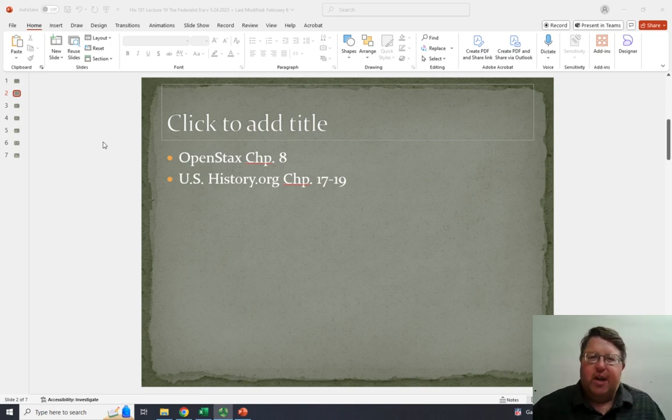In your OpenStax textbook, this is Chapter 8. If you're using the ushistory.org notes, it's Chapters 17 to 19. Those are the outlines, Sections 17 to 19.